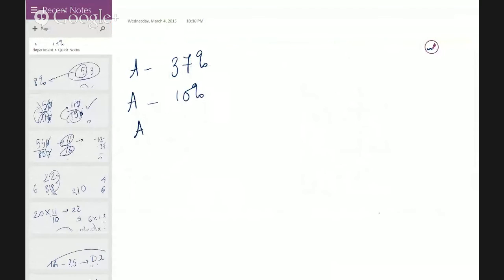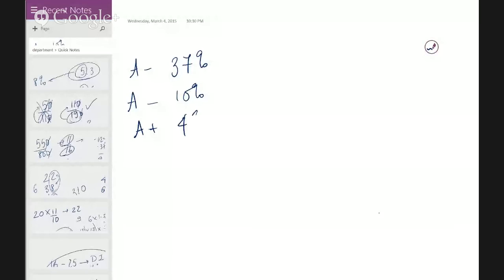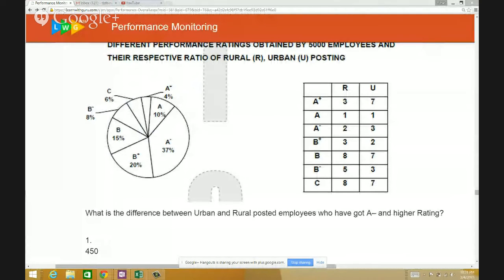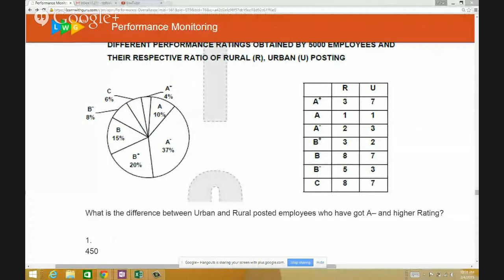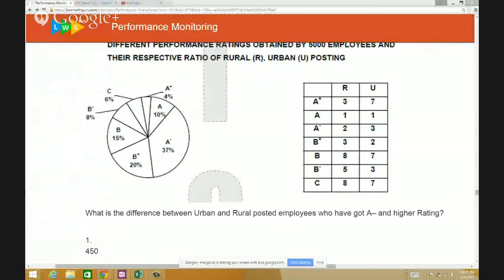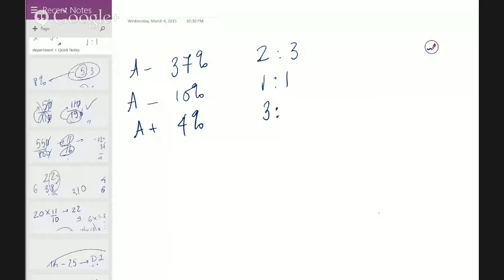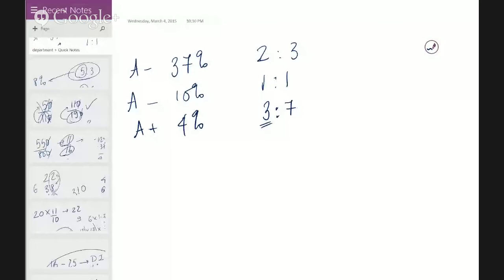So what we do in CAT and stuff is like this. You just do it orally. So we said 10% is 500 and then divide A and stuff like that. Okay, A plus is 4%. The ratio for 37%, A minus, the ratio is 2:3, which is 5 parts basically. Okay, the ratio for A 10% is 1:1, which is equal division, 5%. And the ratio of A plus is 3:7, which means 10 parts, so 0.4%, 1.2%. What do you want? Rural? You want difference between them. Okay, so you want difference between these two guys.